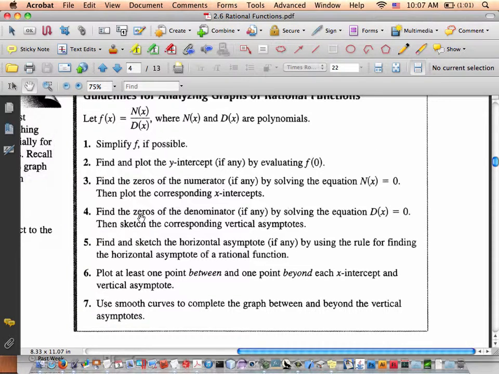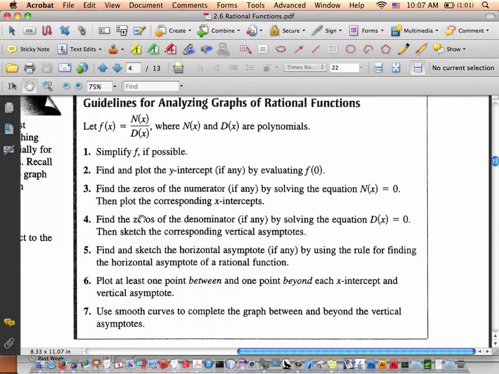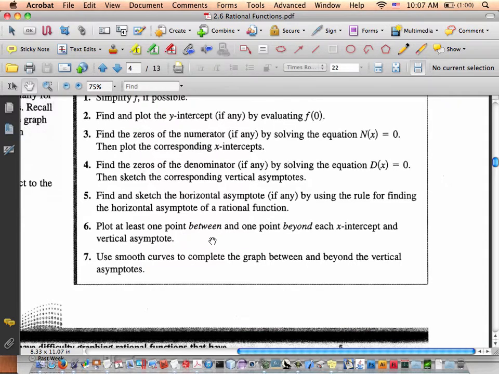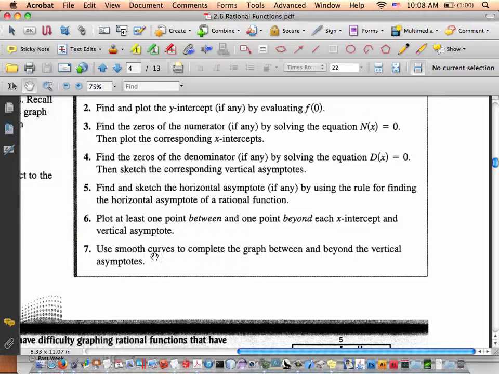Okay. This is how we do it. And we have to get all of these steps. I'm going to show you that these steps are rather simple, but you've got to remember to do them. Number 5, find and sketch the horizontal asymptote, if any, by using the rule for finding the horizontal asymptote of a rational function. Number 6, plot at least one point between and one point beyond each x-intercept. So right now, I'm just reading. This isn't going to make sense until we actually do it. Number 7, use smooth curves to complete the graph between and beyond the vertical asymptotes.